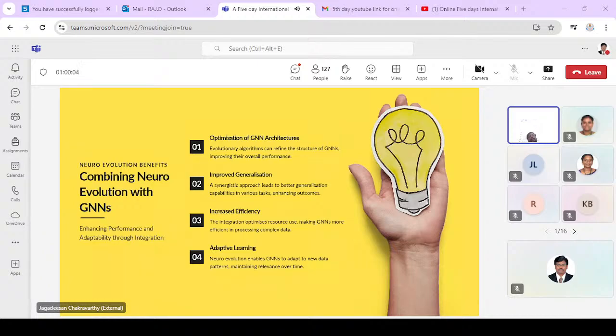You just see, this is the combination of your neuroevolution. This is a very important research topic area. Those who are going for PhD registration can take down these topics: optimization of GNN architectures, improved generalization, increased efficiency, adaptive learning. All are there actually. The only thing is which ones should be combined. That is going to be the work for you, and you can compare with the old one and give the results to the universe.